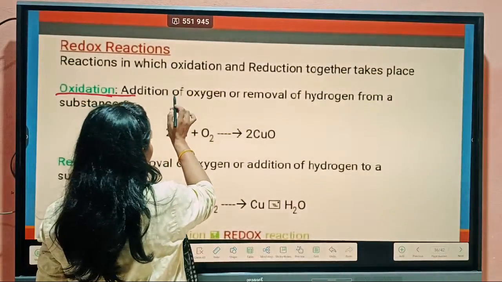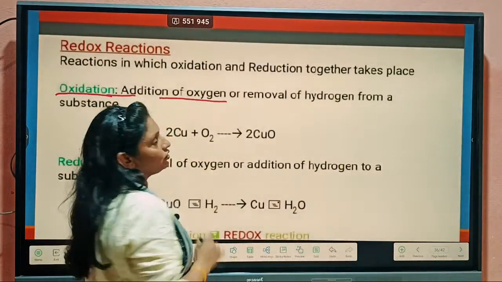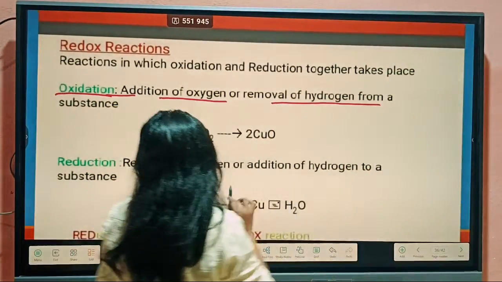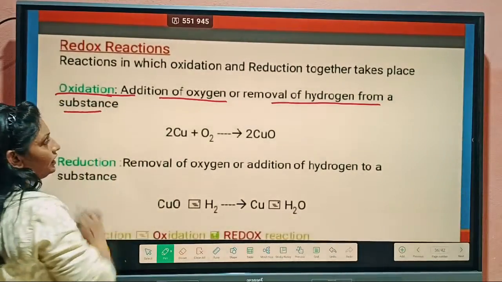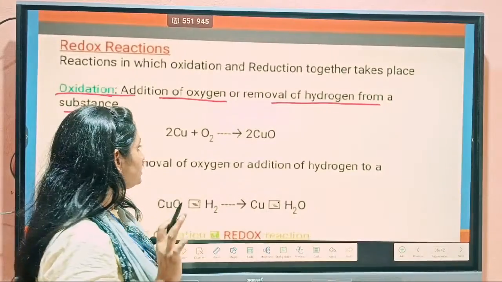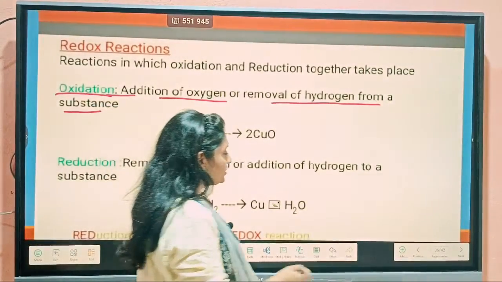The process, the reaction in which either addition of oxygen or removal of hydrogen from a substance takes place, that process is known as oxidation. Students, for example, we can take it this way.